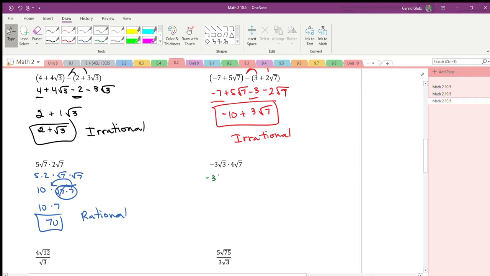So on the next one, I'm going to multiply the two whole numbers together first. So negative 3 times 4, and then I'll have square root of 3 times square root of 7. Negative 3 times 4 is negative 12. Square root of 3 times square root of 7 is square root of 21. And that would be our answer. So square root of 21 is not a whole number, so our answer is irrational.